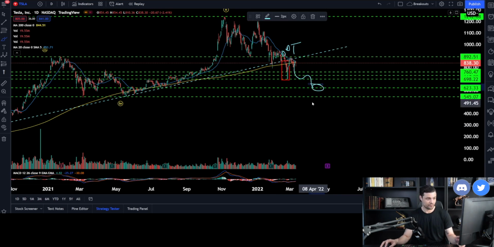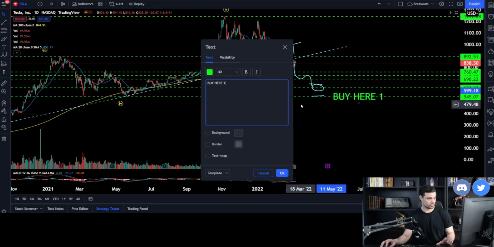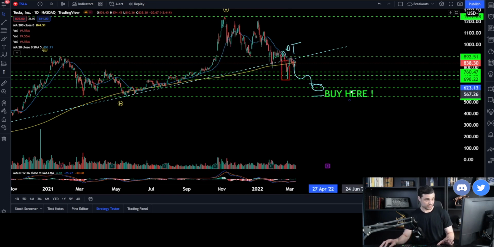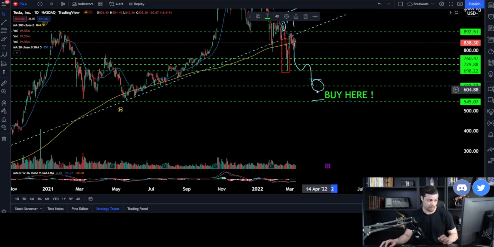625 and 540, right? This is my buying area, all right? Buy here. This is what I'm gonna do, okay, guys? So this is my view. Once again, not financial advice, guys, but this is a very good area to buy.